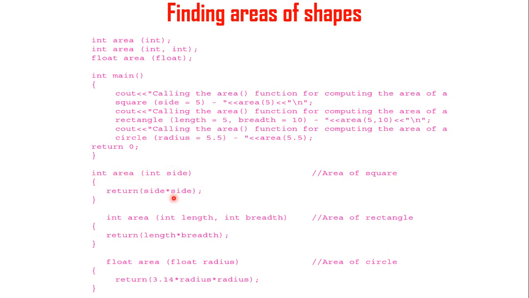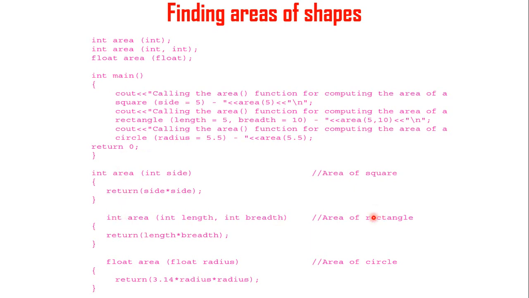Then within the brackets it specifies the argument. The argument is also of what? Integer. Now what will this function do? It will find the square of the side. So how is it written? return side * side. This will be returned as an integer data type to the calling program.